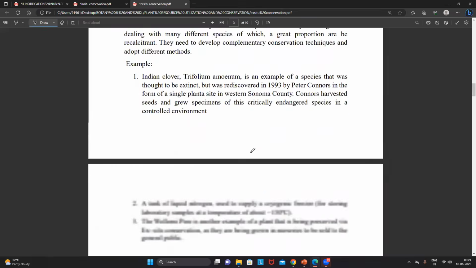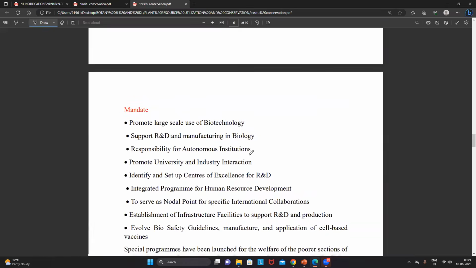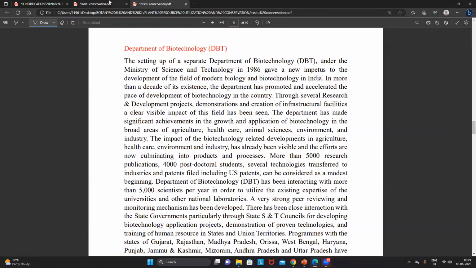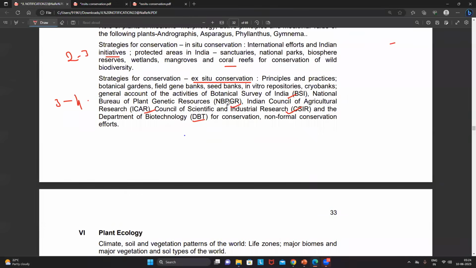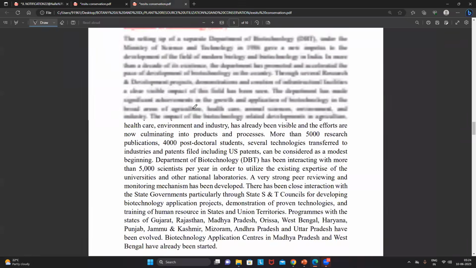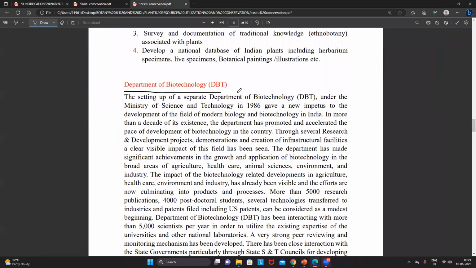Then listen, before reading this, first we will directly read about the organizations. So remember friends, in your syllabus what they have mentioned: number 1, Botanical Survey of India, National Bureau of Plant Genetic Resources; 2, CSIR; 3, ICAR; 4, DBT. So 5 organizations they have given. Now it is very difficult to remember the entire information here. How to remember this? All the students listen. It's very easy to remember.